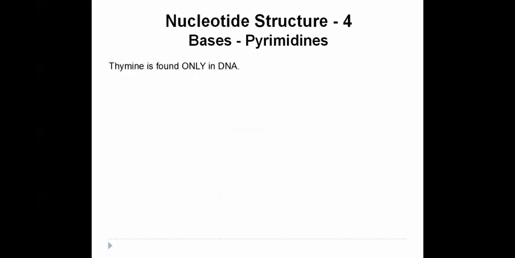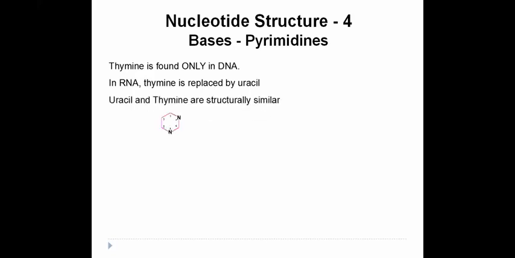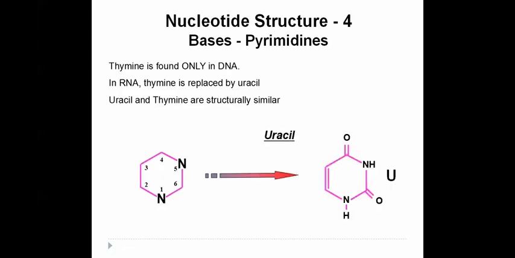So thymine is only found in DNA. This is a key point. This is a pearl, something you shouldn't forget. Thymine is only found in DNA. In RNA, thymine is replaced by uracil. So whenever you see a sequence and you see the letter U in the nitrogenous bases, remember that is RNA. Wherever you see the letter T, that is DNA. Otherwise, the two are structurally similar.